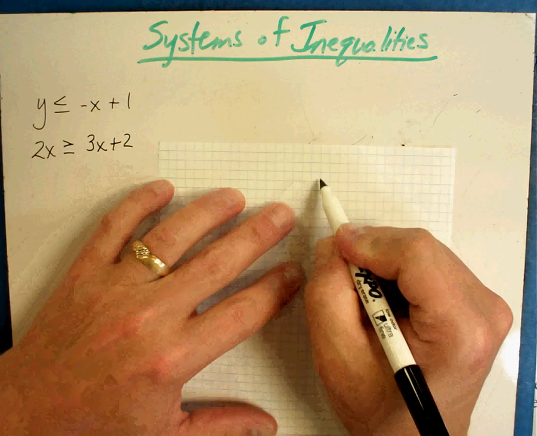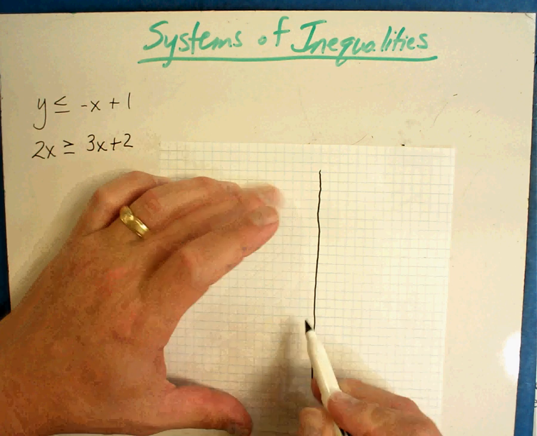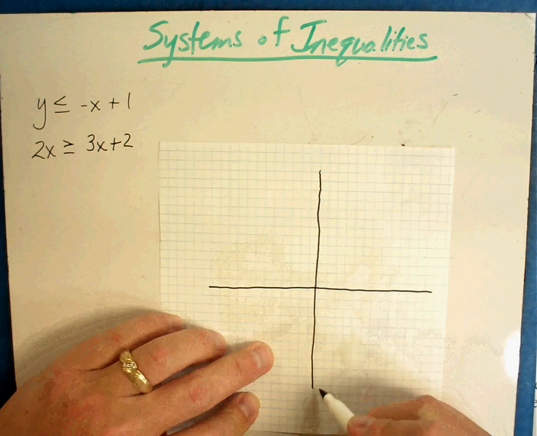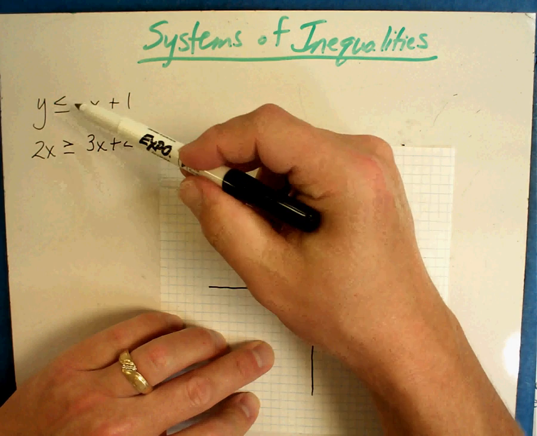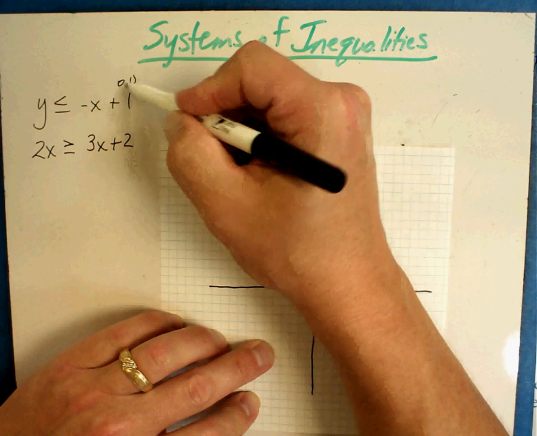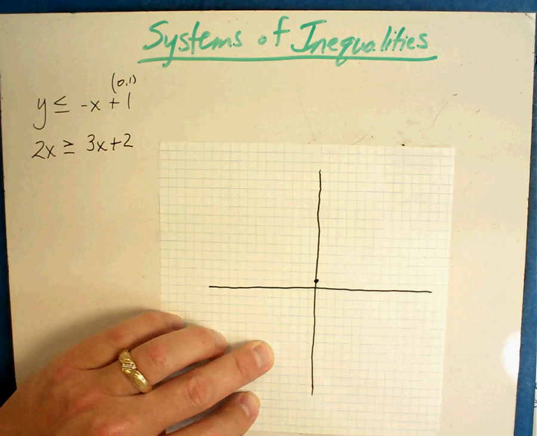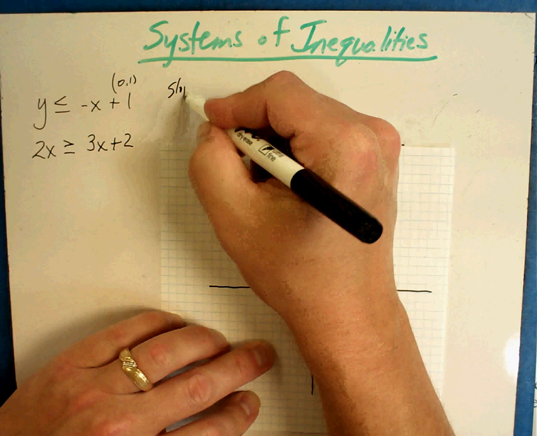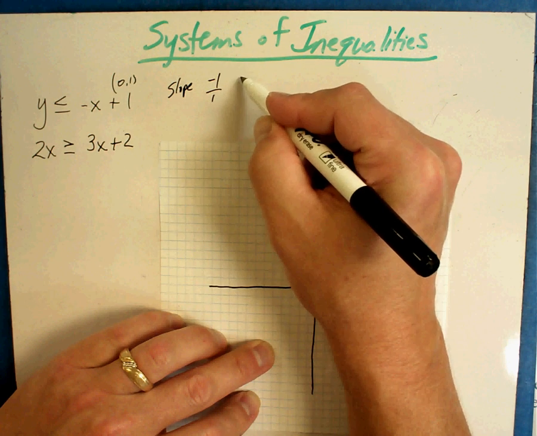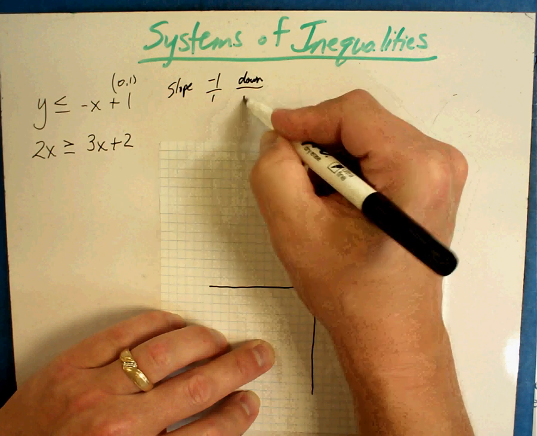Let's say that I have my axis right here, and I'm going to figure out some things. So I have y is less than or equal to minus x plus 1. My y-intercept is (0, 1), so 0 and then up 1, so I'm right there. And my slope is minus 1. If I put that over 1, what is my rise? That means my up or down. So I'm going to go down 1, and then right 1.